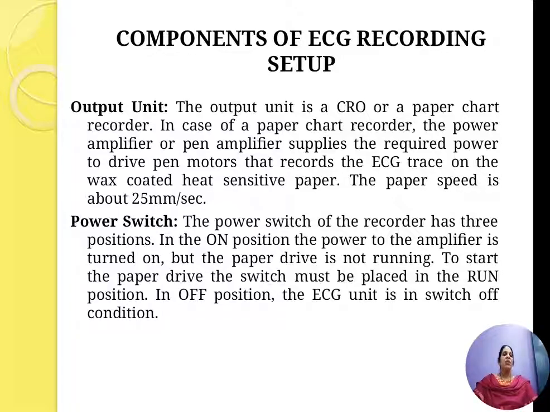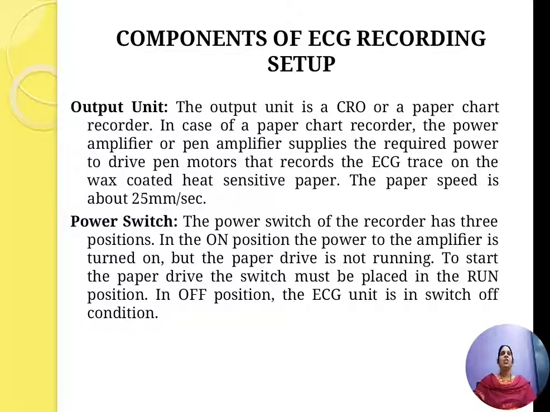It supplies the required power to drive pen motors that record the ECG trace on wax coated heat sensitive paper. So a paper chart recorder is used. The paper speed is about 25 mm per second. In that way your ECG waveform can be recorded.